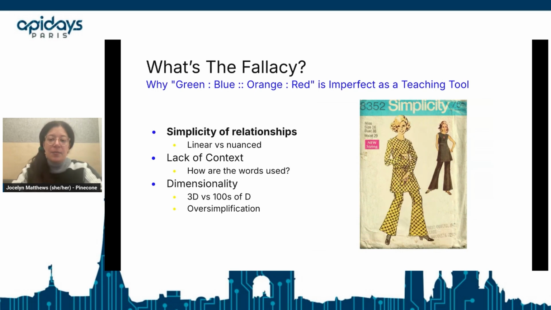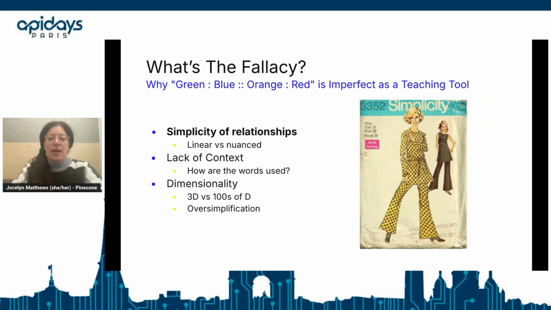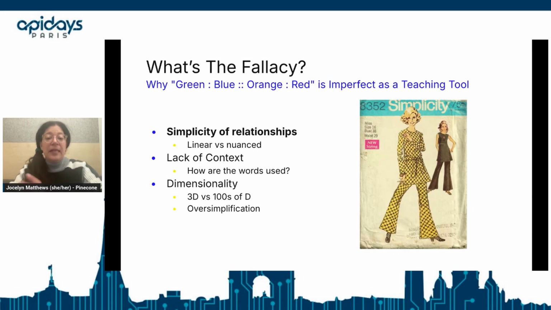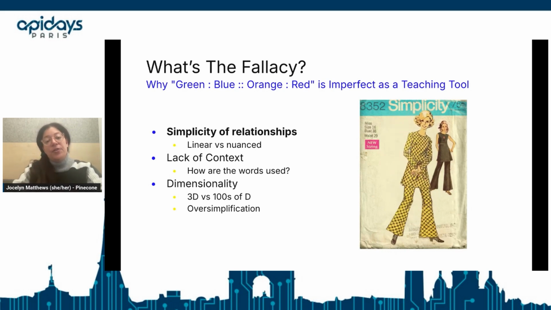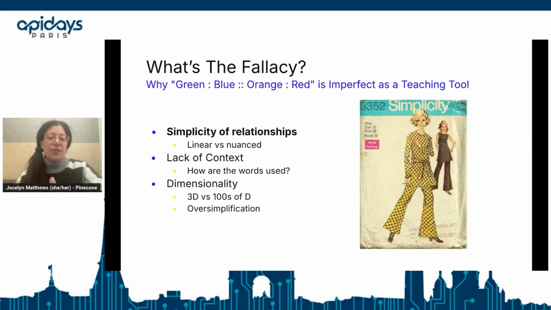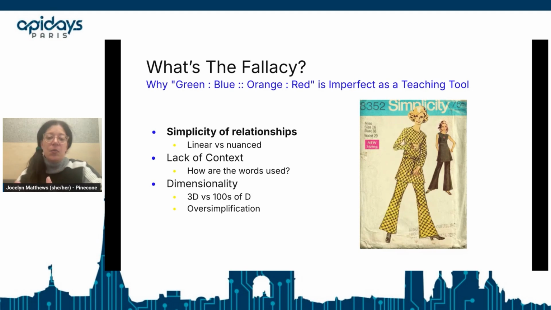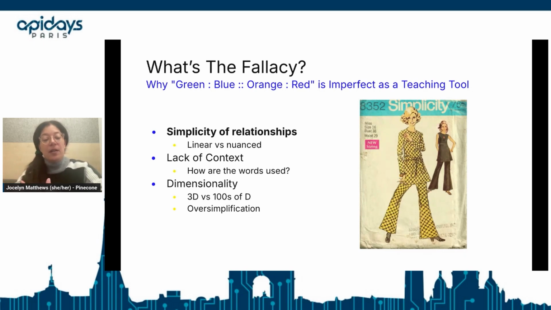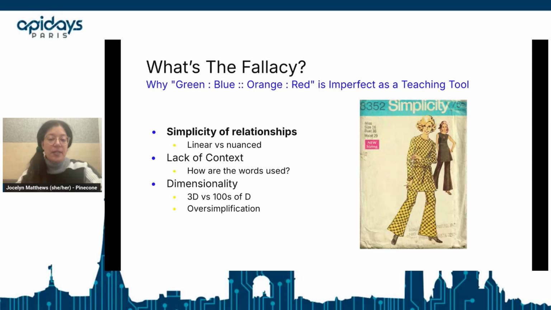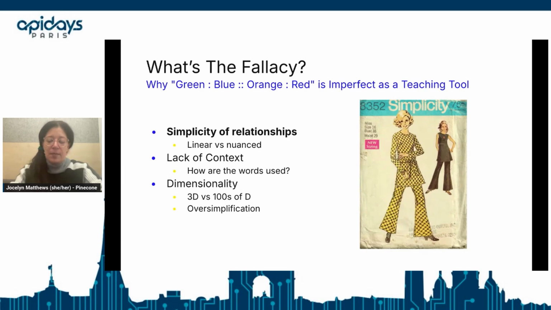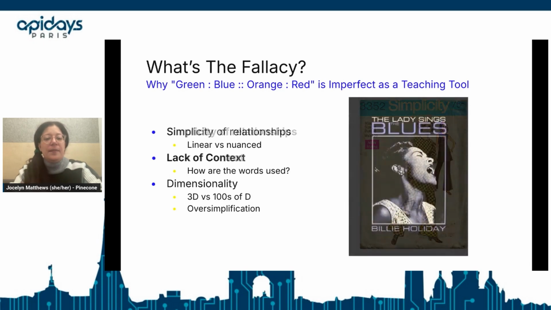So the first is the simplicity of relationships. On a color wheel, the relationships between colors are very straightforward and they're linear. And importantly, they're also very symmetrical. So colors are easy to map. And the relationships are just based on really simple attributes like hue, saturation, brightness, and so forth. With word embeddings, what we're capturing has a lot more complexity and nuance. So word embeddings are considering context, they're considering usage, they're considering semantic meaning, and all of those things are a lot harder to represent when you're talking about something as simple as that.